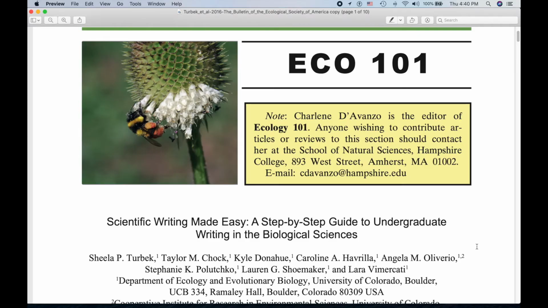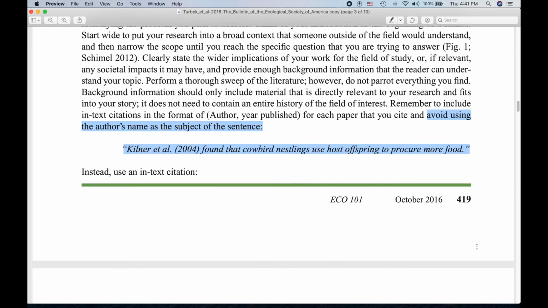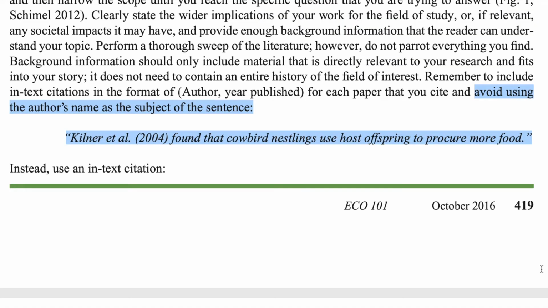In the literature, I've come across one example where it is recommended to avoid making the author the subject of the sentence. It was in this paper authored by Thurpak et al., 2016. I've highlighted the exact sentence where they gave their opinion. Unfortunately, they did not provide any reasoning behind their opinion.